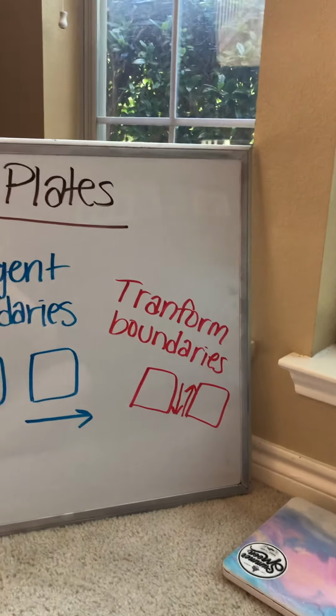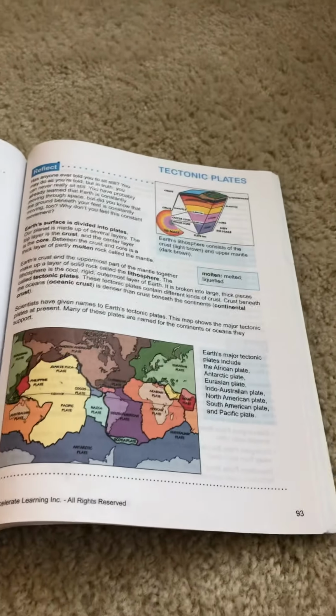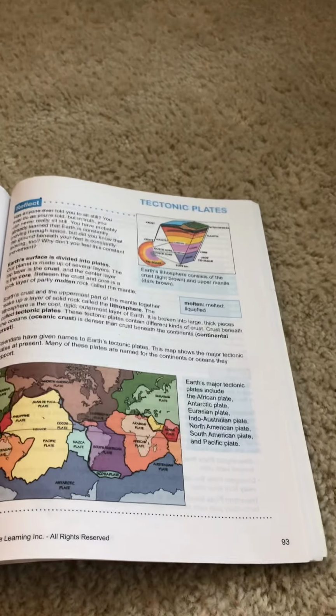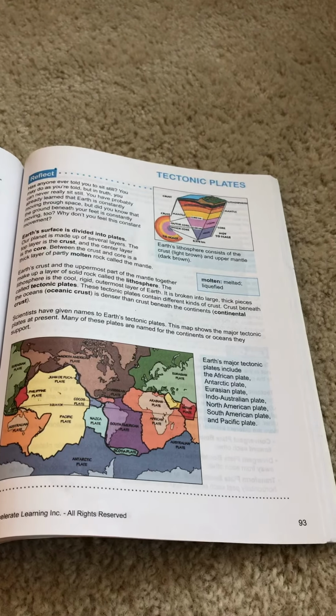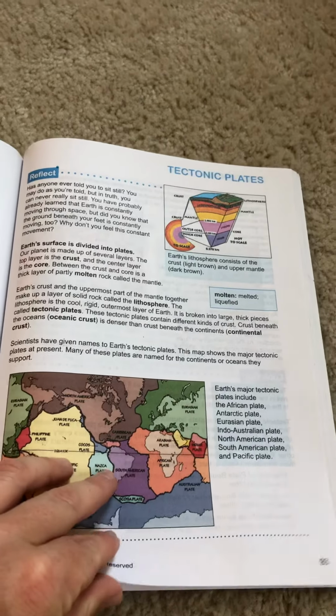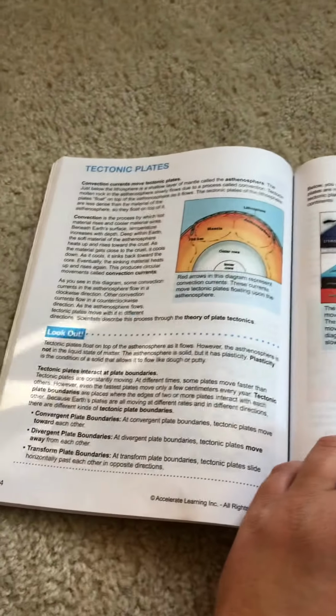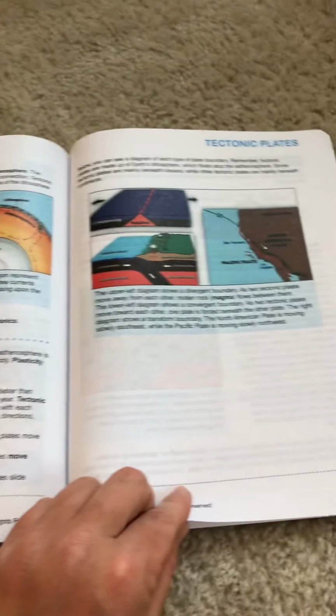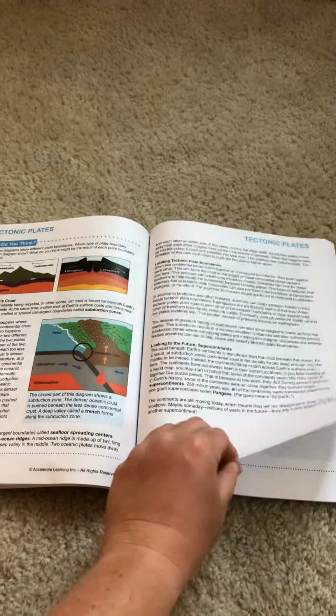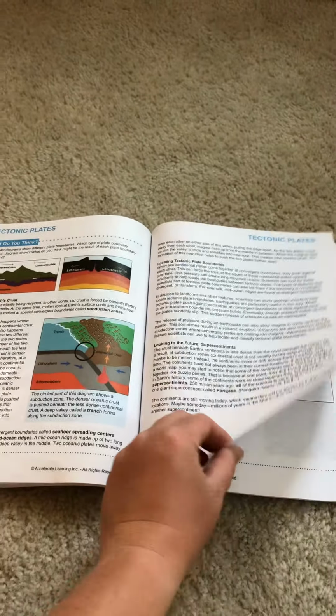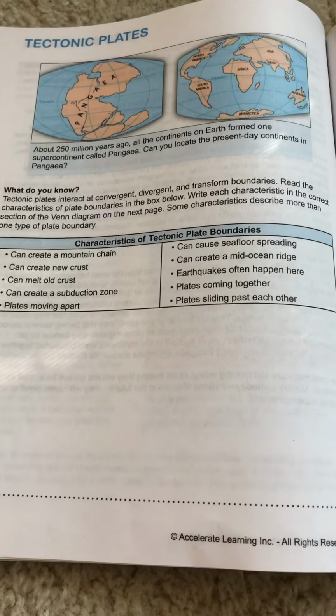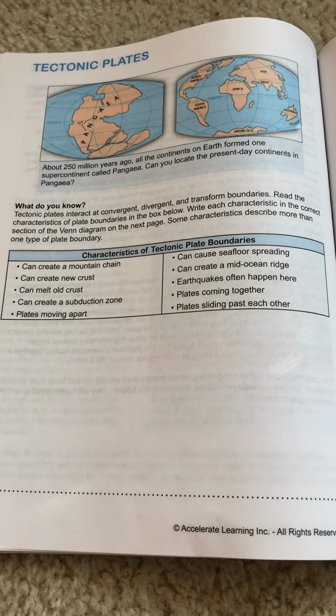So there's that. And then your assignment this week is to read from the STEMscopedia book. You're going to be starting on page 93. And then you go through page 94, 95, 96, 97. The last little part for reading is on page 98. And you'll notice you have another little table of characteristics of tectonic plates.